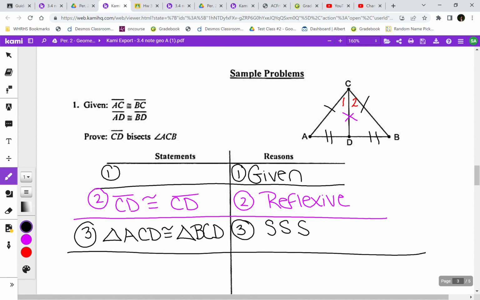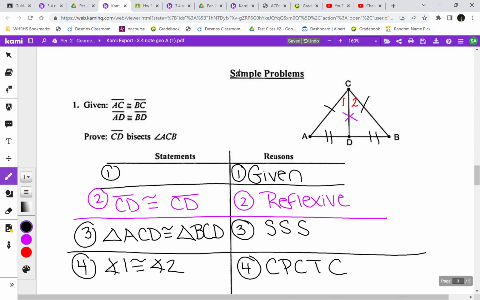Can we now say that 1 and 2 are congruent? Yes. Sophia, why? The triangles ACD and BCD are congruent, so that means the angles are congruent too. Exactly. Because the triangles are congruent, those angles have to be congruent. Do you remember the reason in the proof for that? A bunch of letters together. You got it. CPCTC. Excellent.